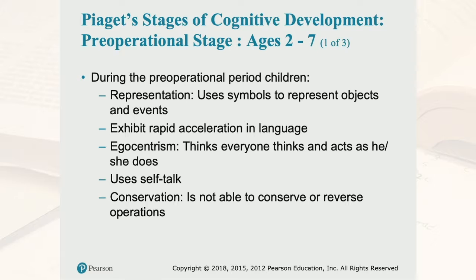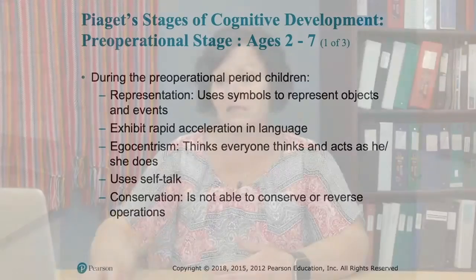Egocentrism thinks that everyone thinks and acts as he or she does. So again, it's that me stage, still at age 2. By 7, it's not. The children have moved past that stage of development. They use self-talk, that me, or their name to communicate as well.